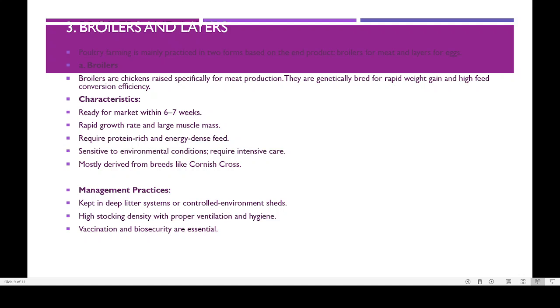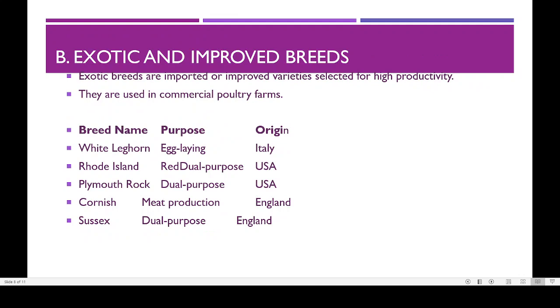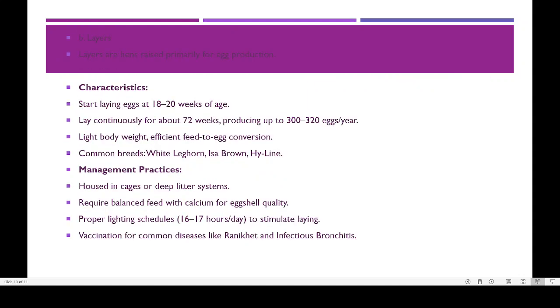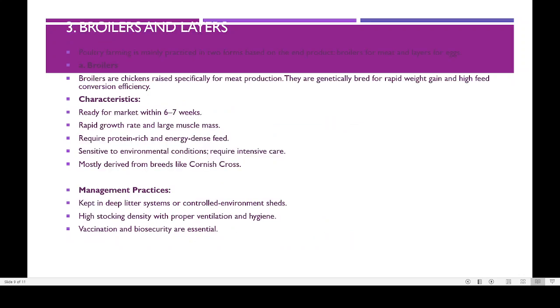They require protein-rich and energy-dense feed. So when we are rearing broiler chicken, we have to give them food which is rich in protein. They have sensitive environmental conditions and require intensive care. Mostly derived from breeds like Cornish. Here you might have studied that Cornish is a type of chicken introduced from England to India, and most of the broiler chicken are actually Cornish breed. The common breeds are White Leghorn, Isa Brown, Highline. These are some of the important ones, mainly developed from the Cornish breed.